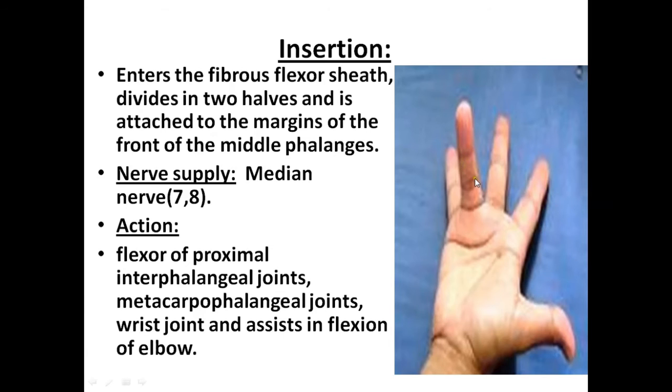They are supplied by the median nerve, and their action is they are the flexors of the proximal interphalangeal joint, metacarpophalangeal joint, and the wrist joint. So they are the flexors of the proximal interphalangeal joint, metacarpophalangeal joint, and the wrist joint. So they are helpful in the skilled movement of the fingers.